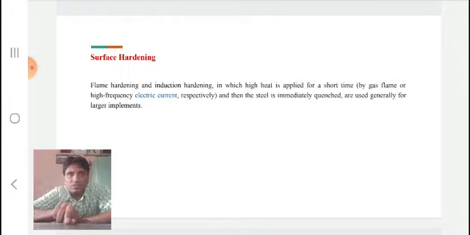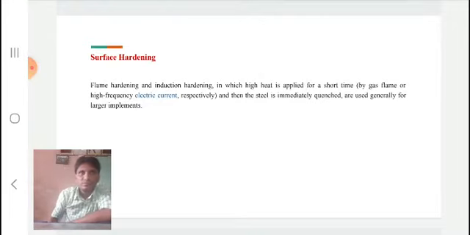High frequencies give shallower depth of heat, while low frequencies give a deeper depth of heat. That is, 50 kilohertz for a 0.5 mm depth and 1 kilohertz for 5 mm depth. That is, high frequencies will give very shallow depth of heat and low frequencies give a higher depth of heat.